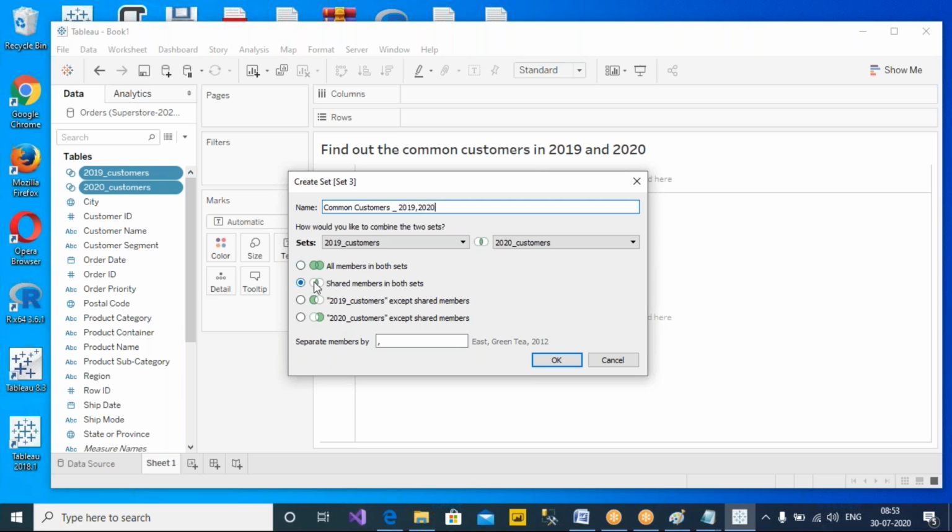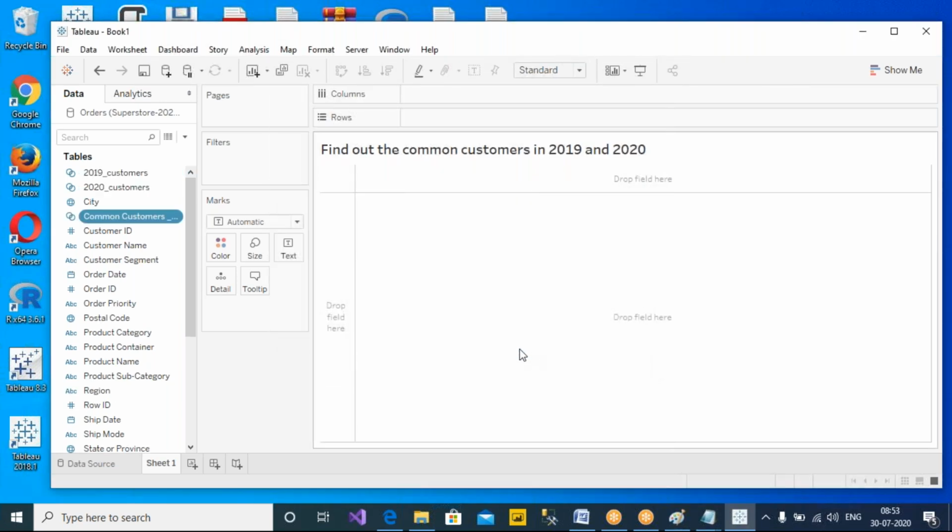All right, I'm selecting the second option because I need the common customers. Let's say okay. Now what happened here? If you observe, based on these two sets, it created another set here. Right? So it created another set. What do I have in this set now?